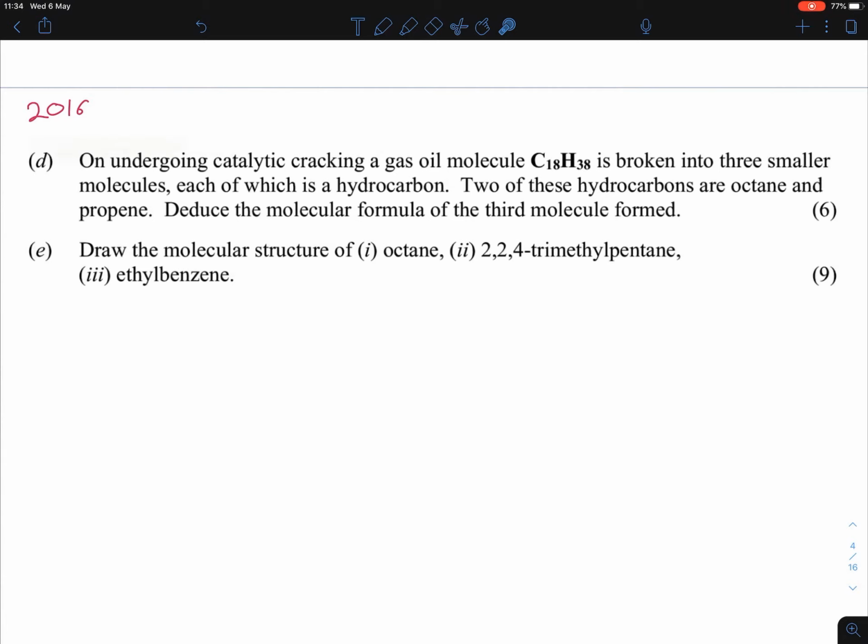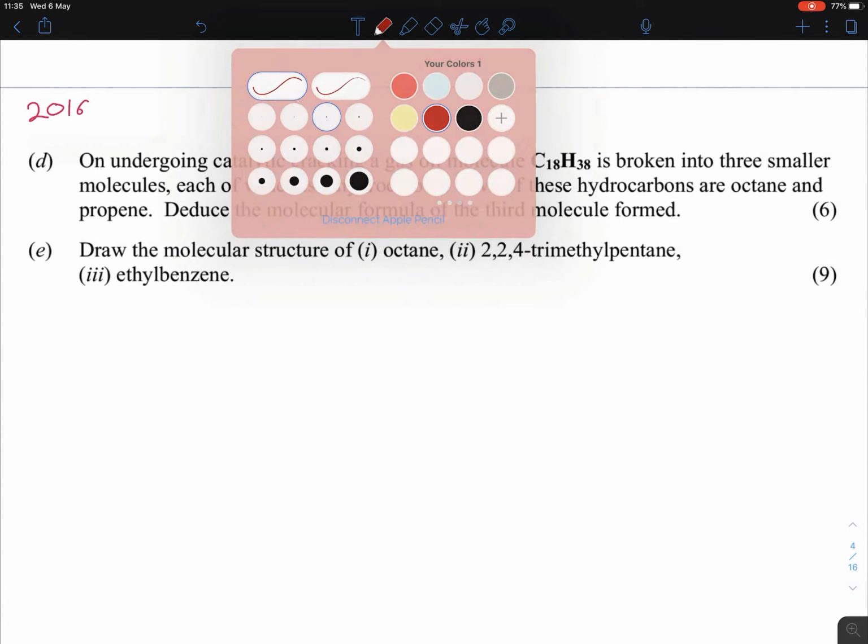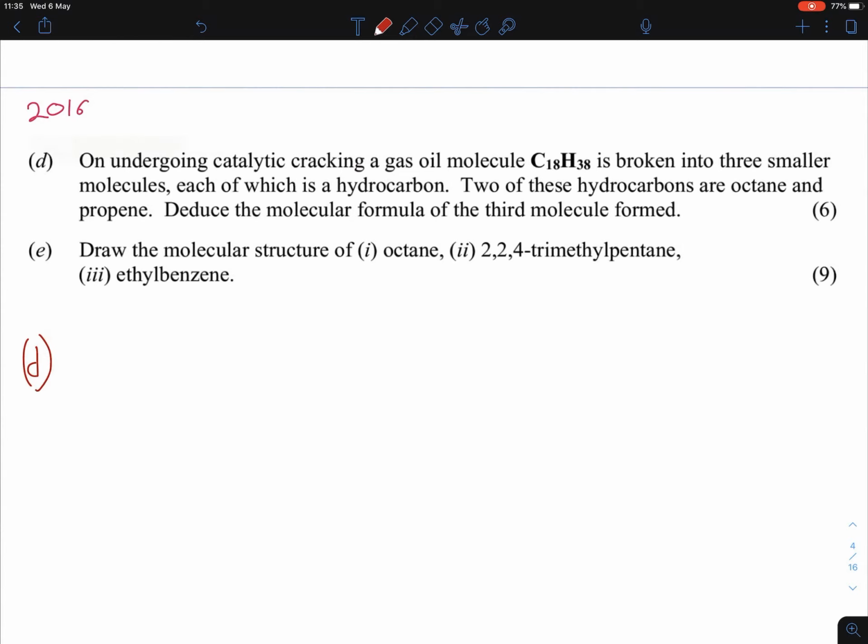So, on undergoing catalytic cracking, a gas oil molecule C18H38 is broken into 3 smaller molecules, each of which is a hydrocarbon. 2 of these hydrocarbons are octane and propene. Deduce the molecular formula for the third molecule formed. Okay, so break this up into smaller parts, guys. The easiest way forward for this.